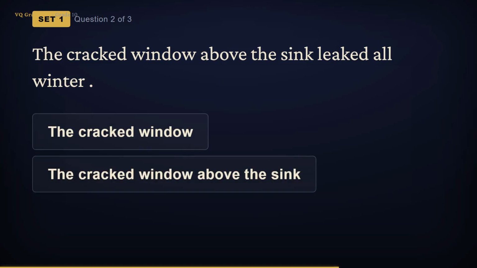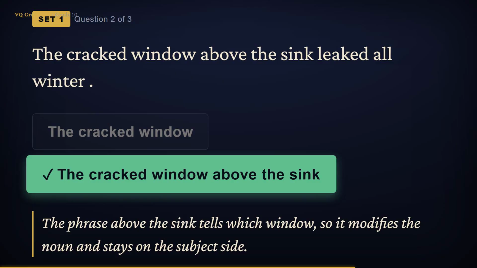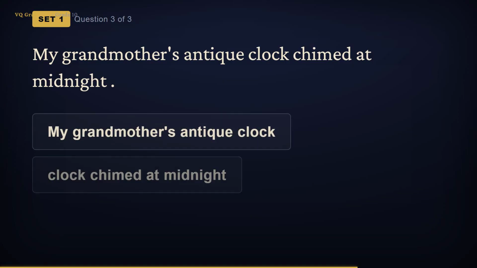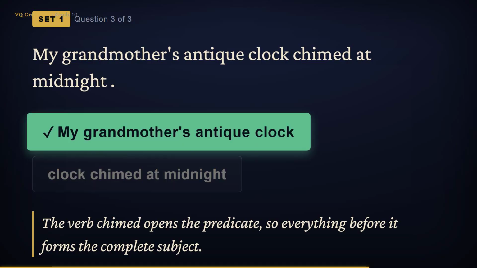The cracked window above the sink leaked all winter. Careful here. This is exactly the trap we just talked about. The simple subject is window, and cracked describes it. But the phrase above the sink also tells us which window, so it stays on the subject side of the line. The complete subject is the cracked window above the sink. My grandmother's antique clock chimed at midnight. Where does the line fall? The verb is chimed, so the predicate half begins right there, and everything before it belongs to the subject. That gives us my grandmother's antique clock as the complete subject.